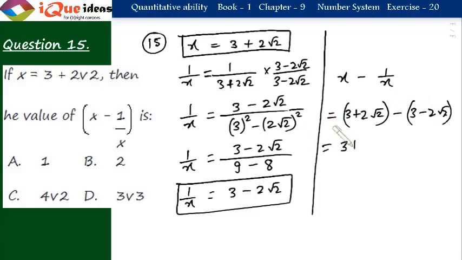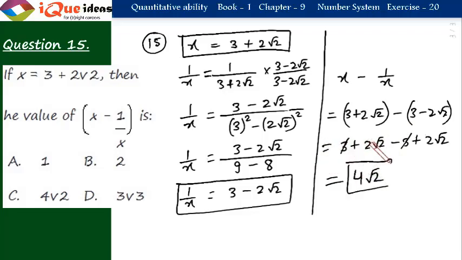If you open the bracket, so 3 plus 2 root 2 minus 3 plus 2 root 2. Alright, so 3 and 3 get cancelled. 2 root 2 plus 2 root 2 becomes 4 root 2. So the answer of this question is 4 root 2. Okay.